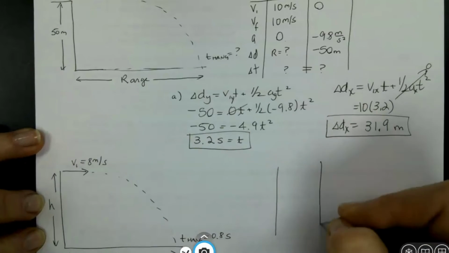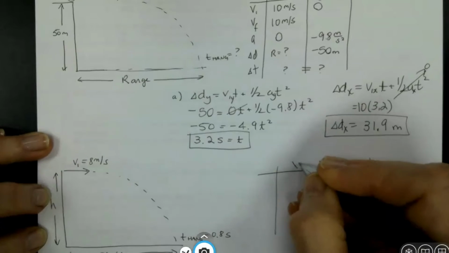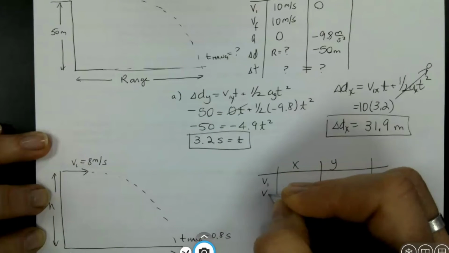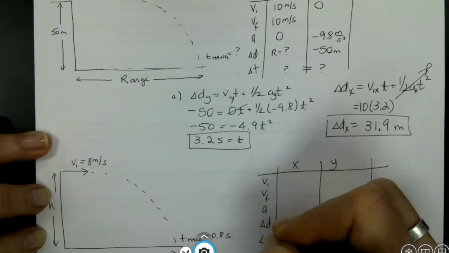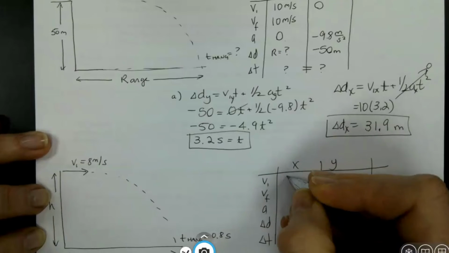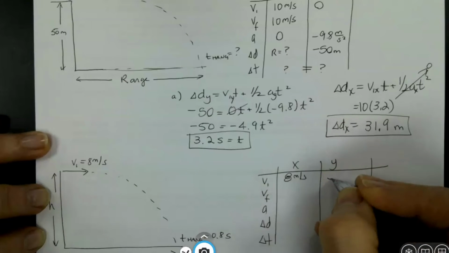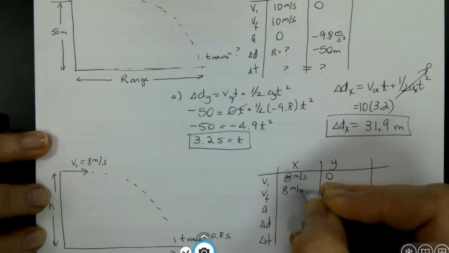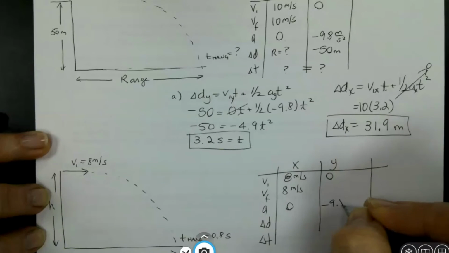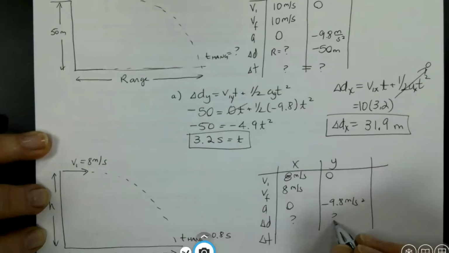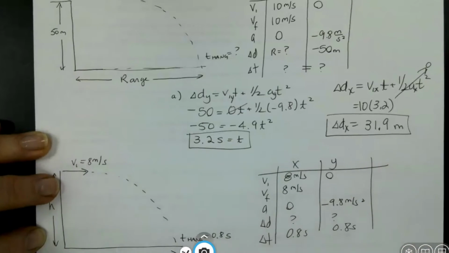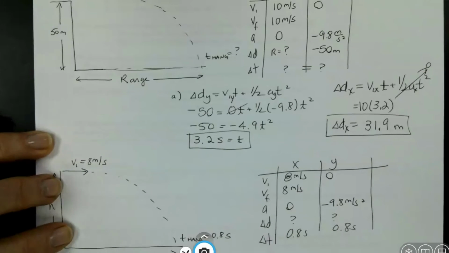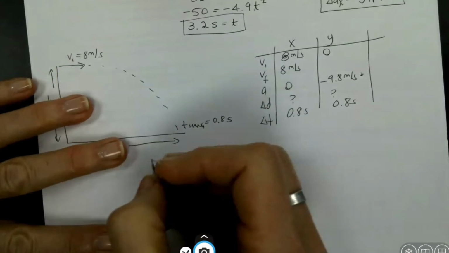So again, I'm going to make my chart. This is 8 meters per second. This is 0. 8 meters per second. 0, negative 9.8. Those are given, so those go in right away. We don't know this or this, but we do know that this is 0.8 seconds. So this then becomes a pretty simple problem.